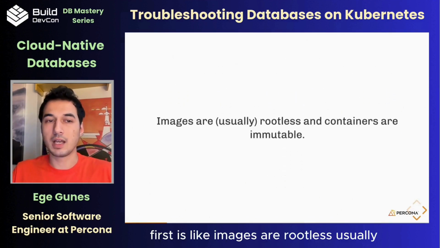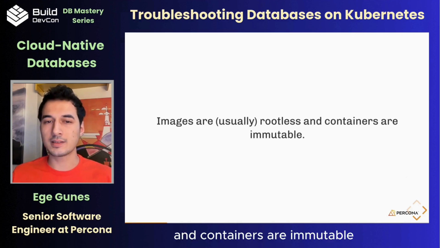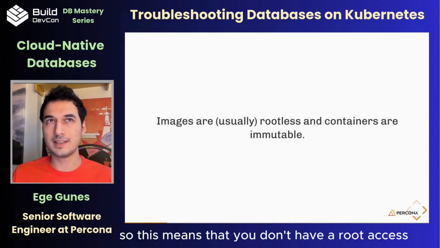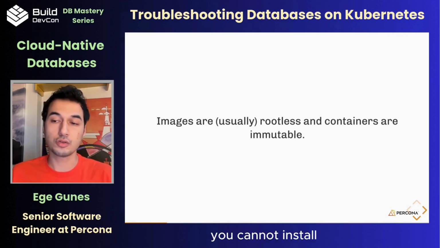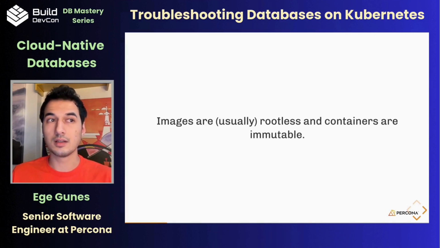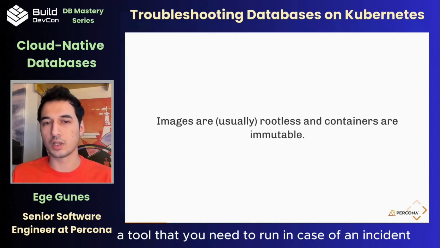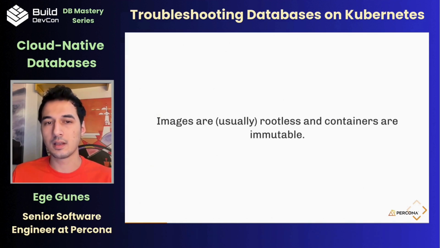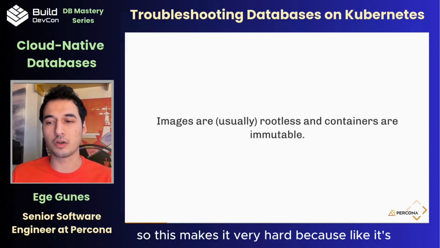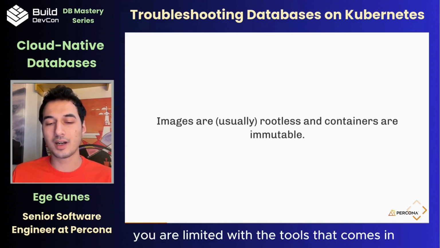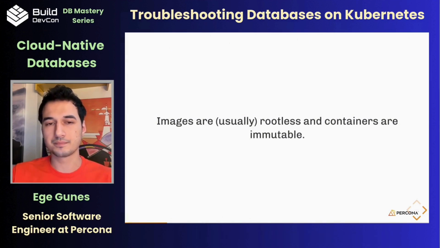First, images are usually rootless and containers are immutable. This means that you don't have root access in a container. Also, you cannot install a tool that you need in case of an incident. This makes it very hard because you are limited to the tools that come in the Docker image itself.